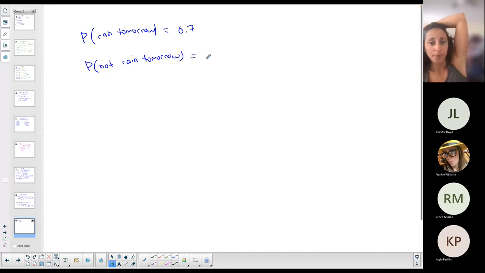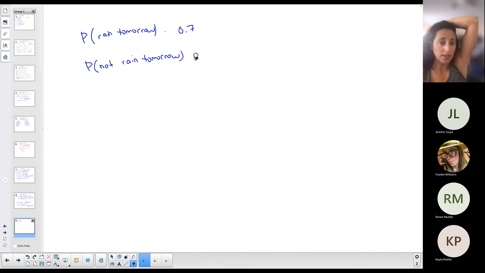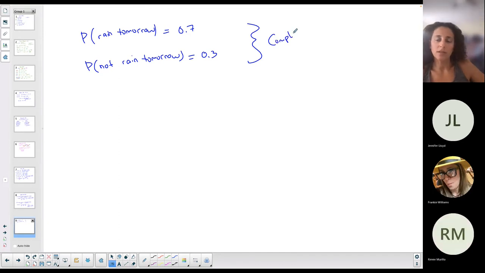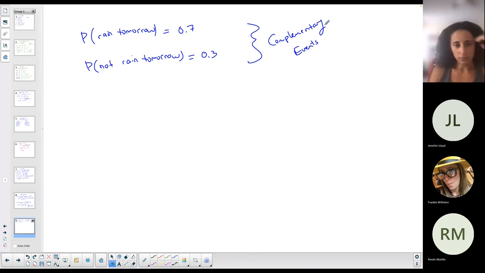30%? Yeah. And every time I ask this question, everybody does it that quickly. You guys are automatically doing the complementary rule. It's not really a rule, but you're automatically talking about complementary events. Complementary events are basically two events that represent the total sample space, right? So it's either going to rain or it's not. There's nothing outside of that.